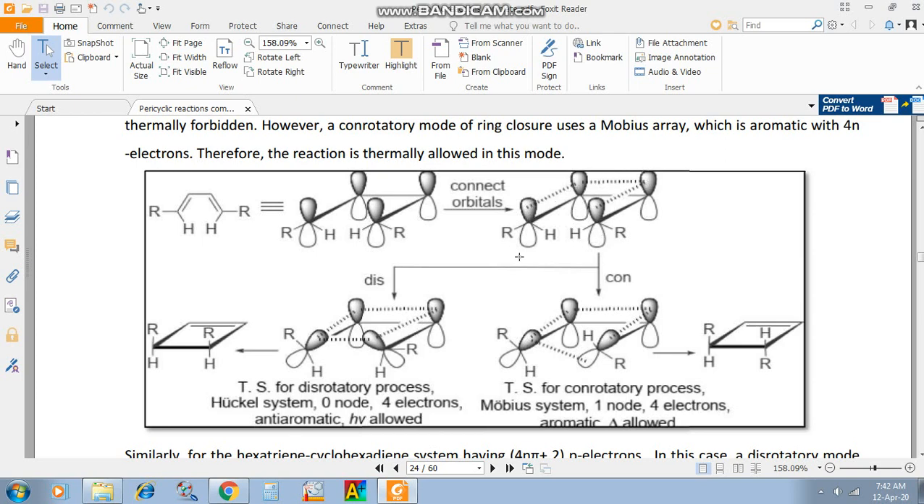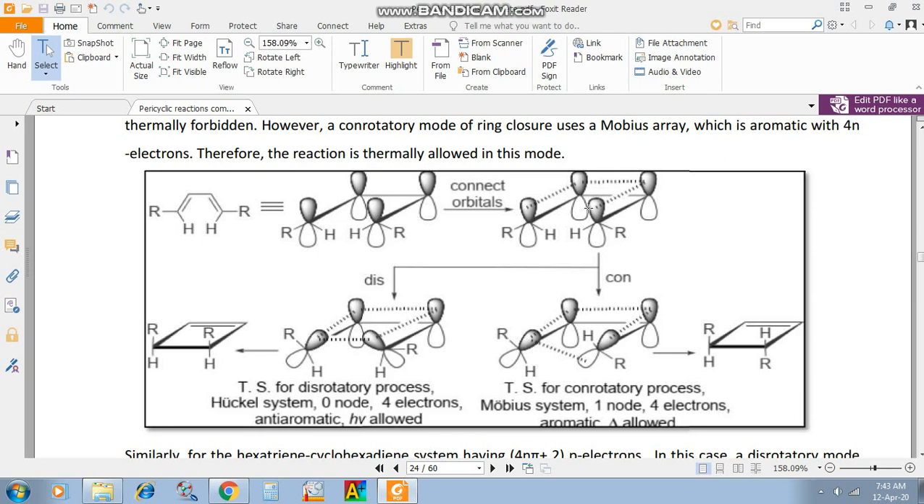I have left this open because which lobe will be interacting depends upon whether it is a dis process or a con process. If it is a dis process, then this lobe and this lobe will interact with each other. If it is a con process, then this lobe will interact with this lobe. So I haven't done that. Till now I haven't decided whether it's a dis process or a con process, so I have simply connected the lobes here.